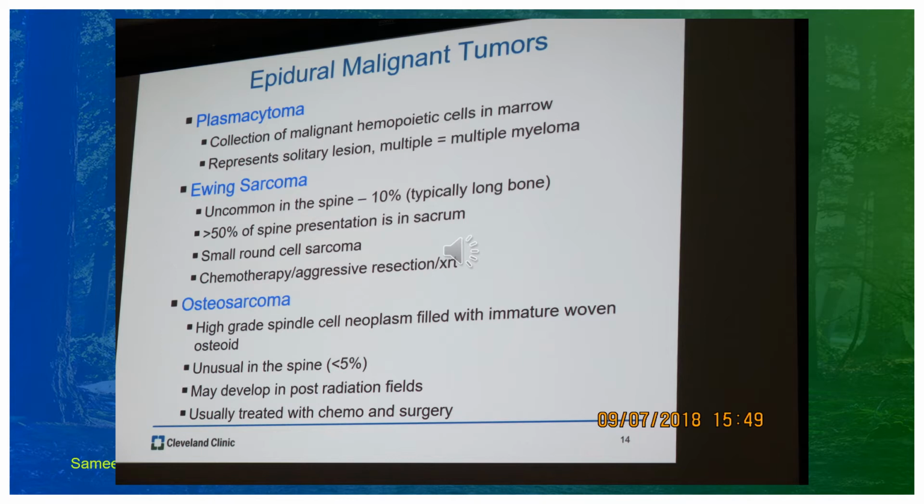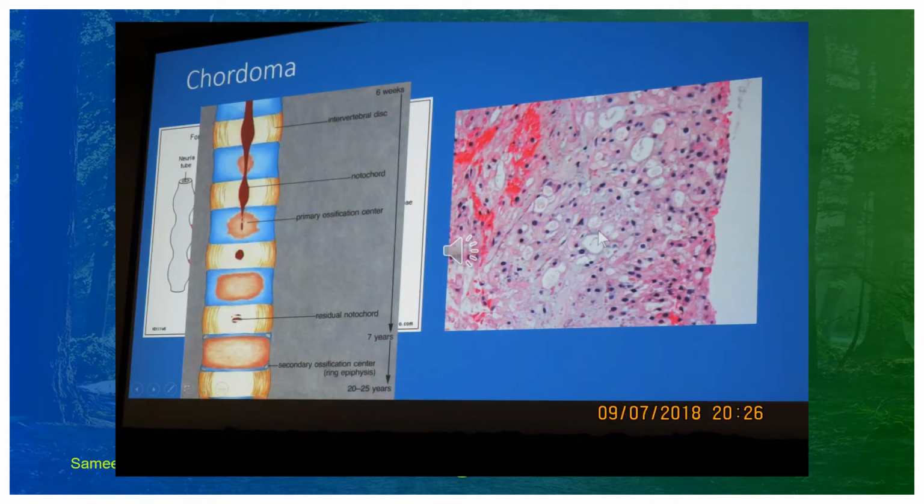The third type of tumor that involves the spine is osteosarcoma. It is a high-grade spindle cell neoplasm filled with malignant osteoid or immature woven osteoid. It is unusual in the spine and may develop in post-radiation fields. Treatment is with chemotherapy, neoadjuvant and adjuvant chemotherapy, and surgery. Now, chordoma. Chordoma is a tumor that develops in the remnants of the notochord.